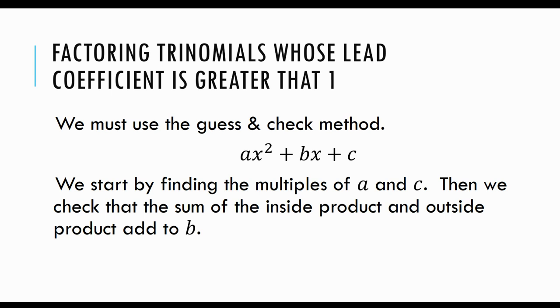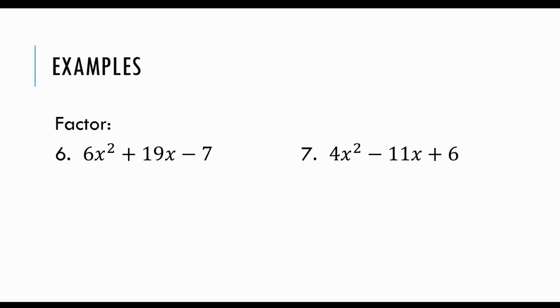So we start by finding the multiples of A and C. Then we'll check that the sum of the inside product and the outside products add to B. So let me show you what I'm talking about here with these examples. So we've got 6x squared plus 19x minus 7. So notice that we still look for a GCF first.